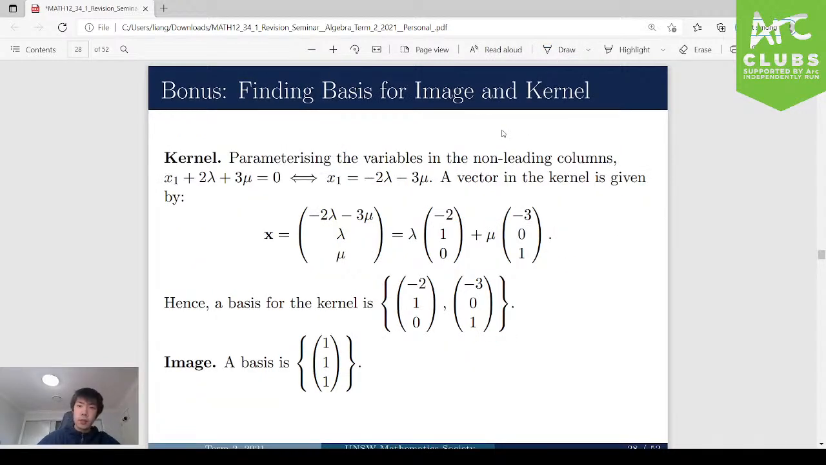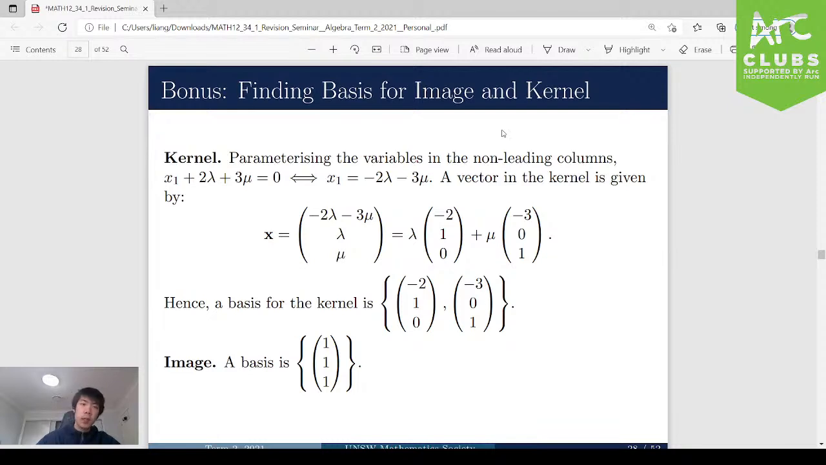It's something that's a bit extra. That's not really what the question asked for, but we'll have a look anyways. If you wanted to find the basis for the image and the kernel, the kernel is the more difficult one. That's the one where you have to identify your parameters, do back substitution, and then get your kernel. And your image is the one where you just extract out a column.